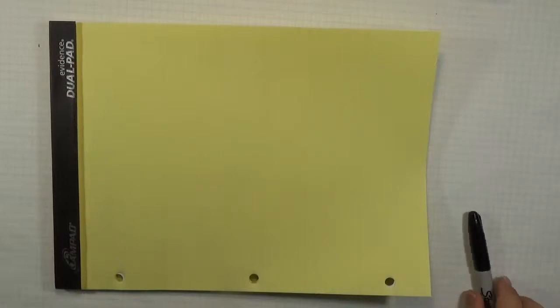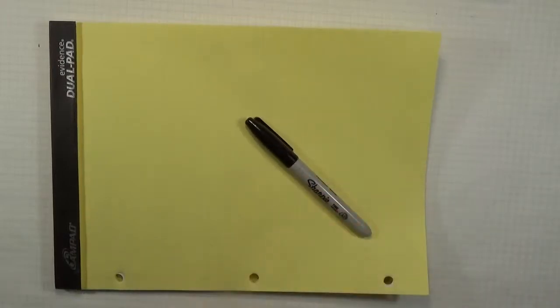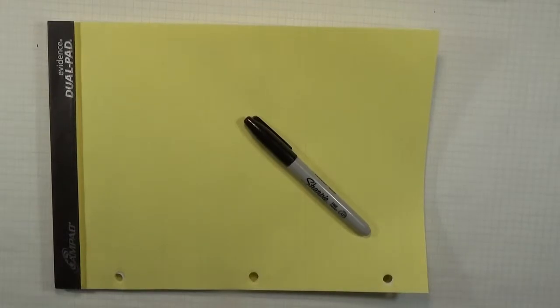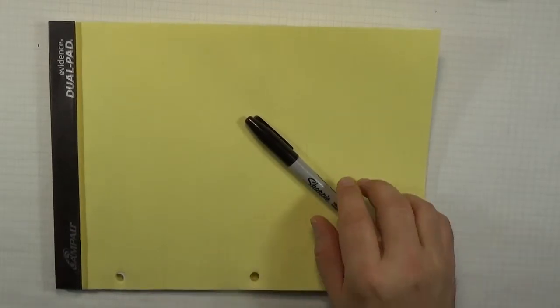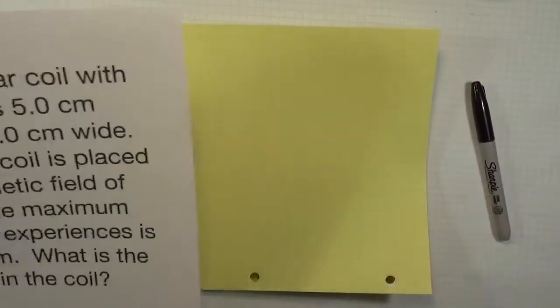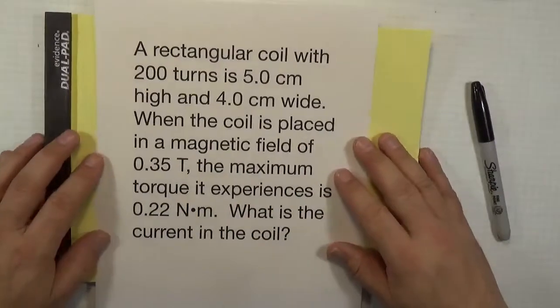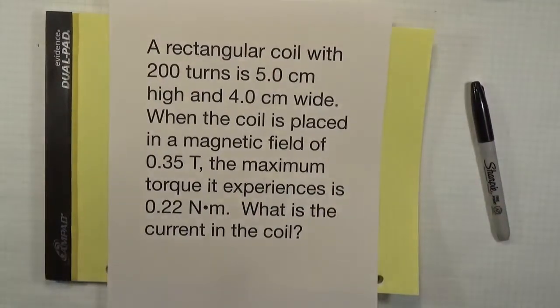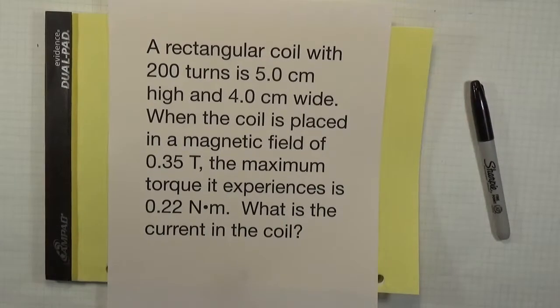Hi class, we were going to do an example of how to do calculations of torques on current loops. So let me give you an example problem and we'll just walk through that together. This is a classic kind of problem you see. It's similar to the ones that you see on homework. In this case, we're going to do an example with a rectangular loop. In homework, I think I gave you a circular loop.